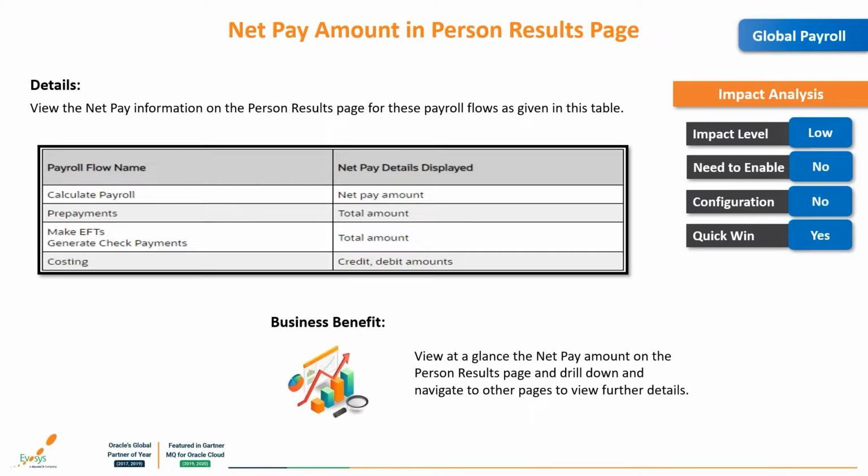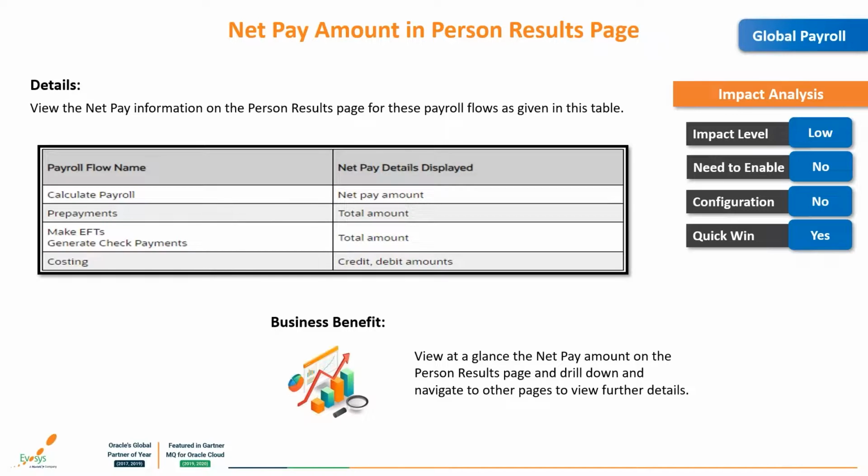The next feature is net pay amount in the person results page. This is again a global payroll feature. All the classic UI users will remember that in the classic UI, on the person results page, we used to see the net pay against the payroll flow name. For example, when we submitted a calculate payroll process, the person results page gave us the net pay against the calculate payroll flow name, and we didn't have to drill down to see the net pay value. We only had to drill down when we wanted to see additional information about that particular flow.